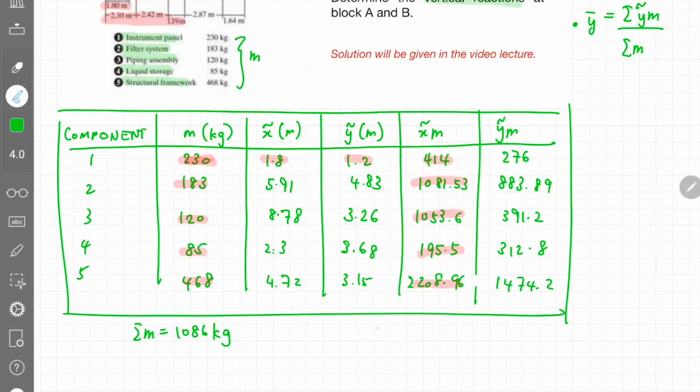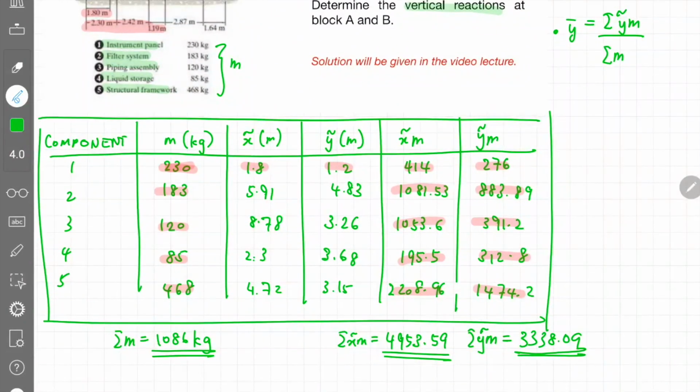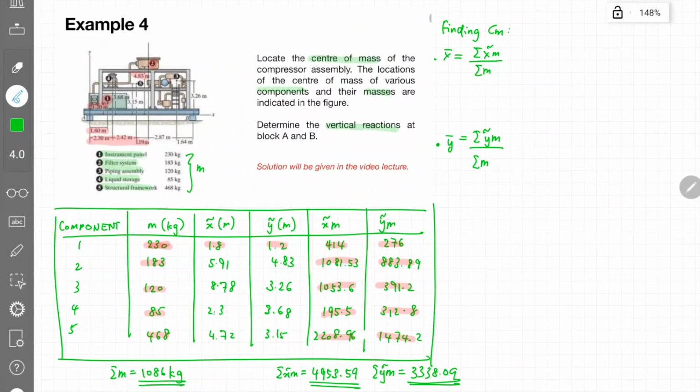So 414 plus 108, 1.53 plus 1053 and so on, you will get a total value of 4953.59. And finally the summation of y curve with m, which is the total of all the values in this particular column, you will get a value of 3338.09. So you just use all this information to calculate our center of mass.